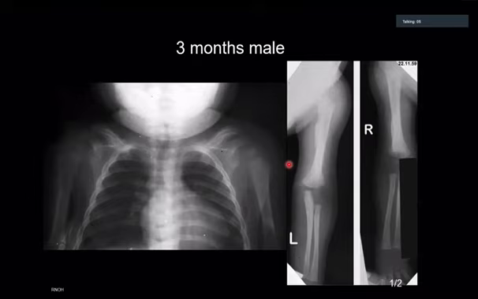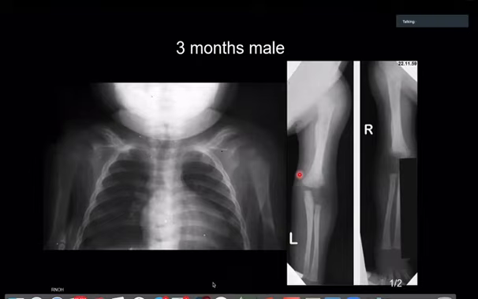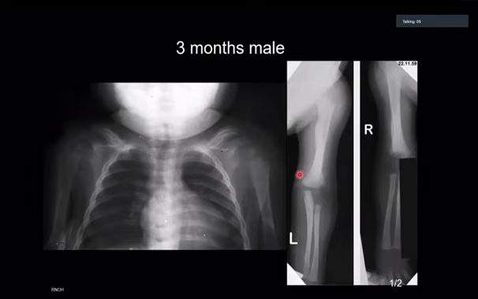So on the basis of this finding, my first differential on the 3-month male is infantile hyperostosis, or it could be an osteomyelitis. So it's more like Caffey disease, infantile periostitis. So further, I will refer this patient to the pediatrician and the orthopedic for the further management.